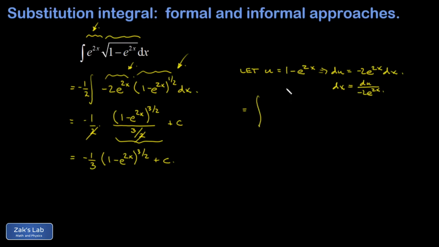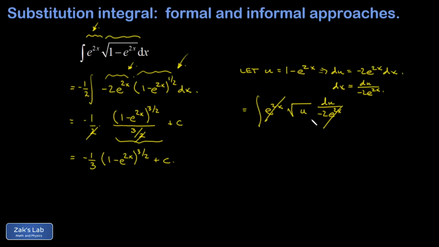So I start transforming my integral, and I have an e to the 2x out in front, and then I have a square root of this 1 minus e to the 2x, but that's just u, so I'm going to write it as square root u, and then dx can be replaced with du over negative 2 e to the 2x. Now again, this doesn't work unless you have the right functional piece out there in front to give you the derivative of the interior function.